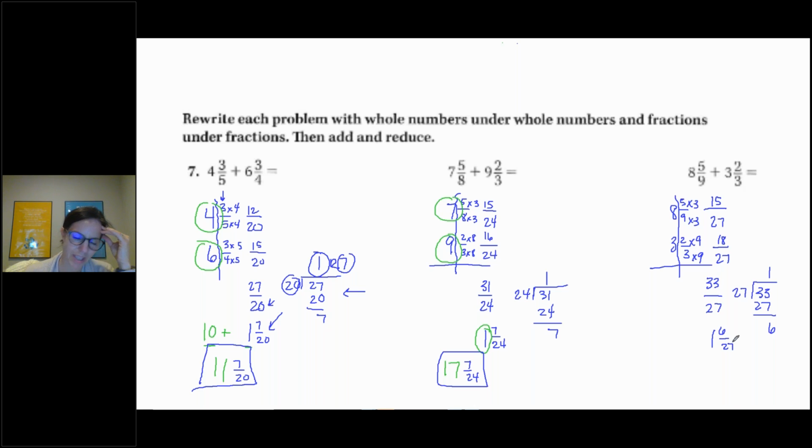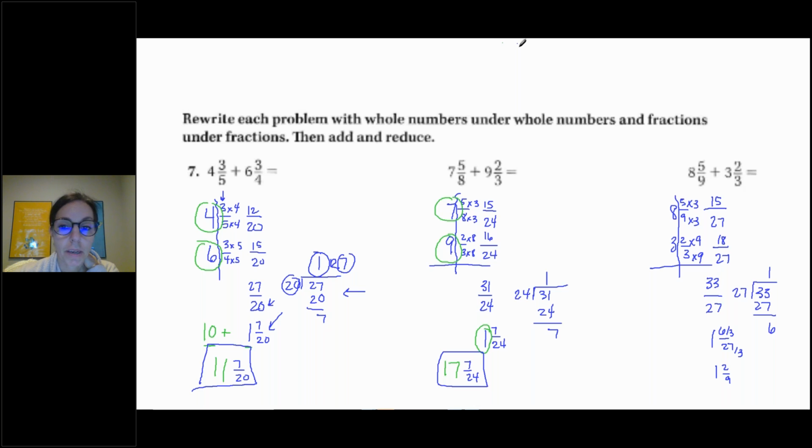But you can reduce that. 6 and 27 are both divisible by 3. So it'll be 1 and 2 over 9. 1 and 2/9. And now plus 11 will be 12 and 2/9.